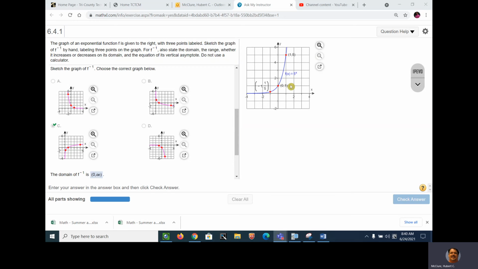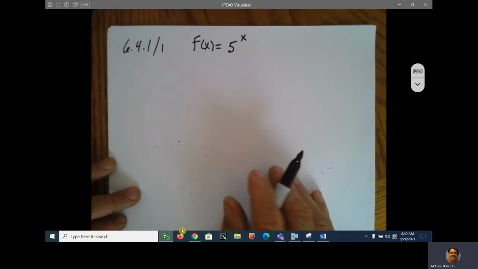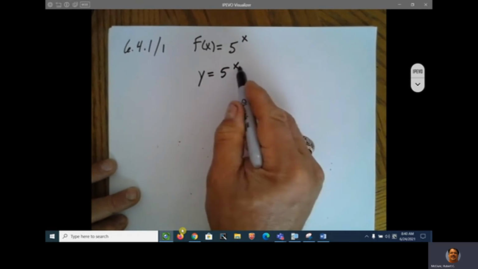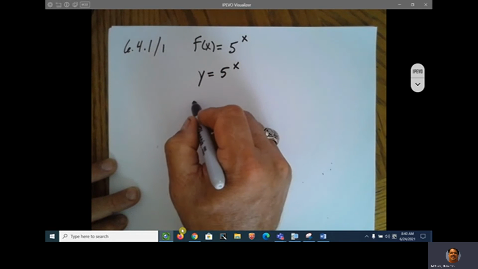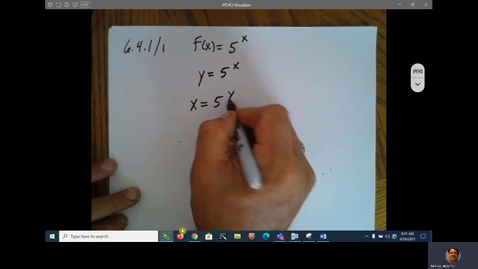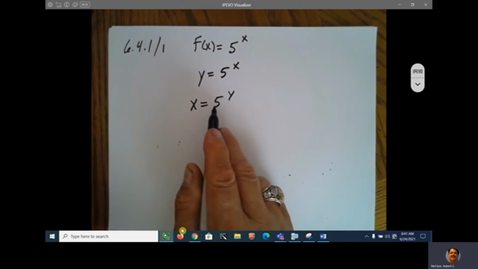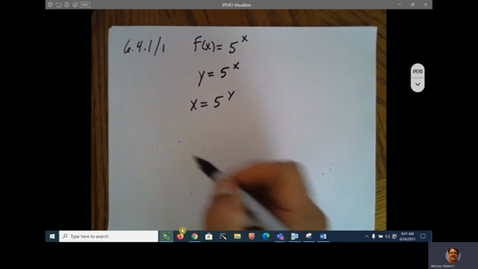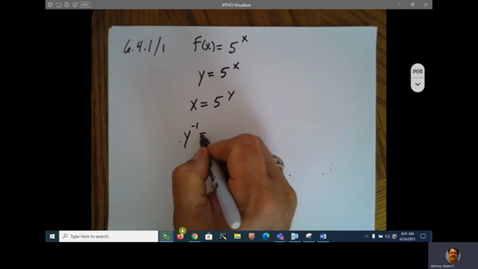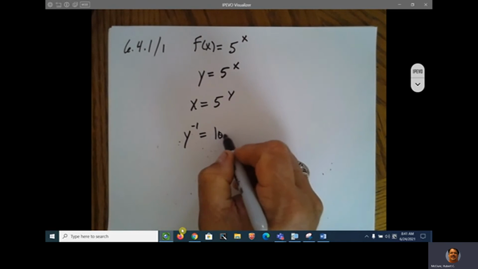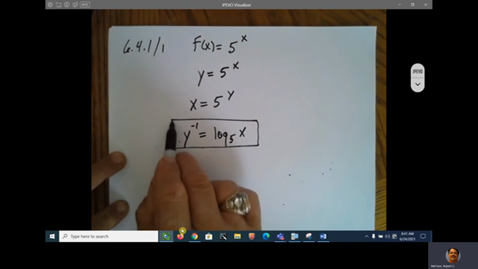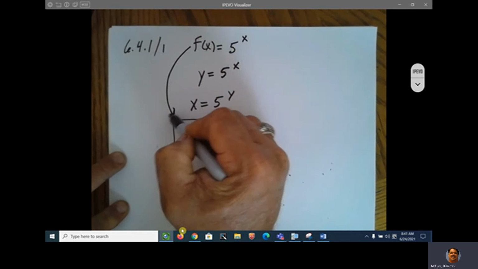So algebraically, let me write this down right here. Algebraically, you would go, okay, we'll change this to a y, 5 to the x. Now switch the y and the x. That's going to be x is equal to 5 to the y. And now you got the definition of a logarithm. And the definition of a logarithm says this is equal to y inverse equals log base 5 of x. And that is the inverse function of that.